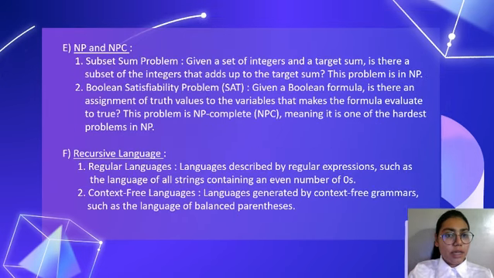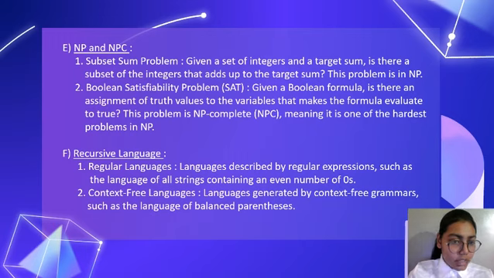The fifth one is NP and NPC. For this, the subset sum problem: given a set of integers and a target sum, is there a subset of the integers that adds up to the target sum? This problem is in NP. Another one is the Boolean satisfiability problem, SAT. Given a Boolean formula, is there an assignment of values to the variables that makes the formula true? This problem is NP complete, meaning that it is one of the hardest problems in NP.